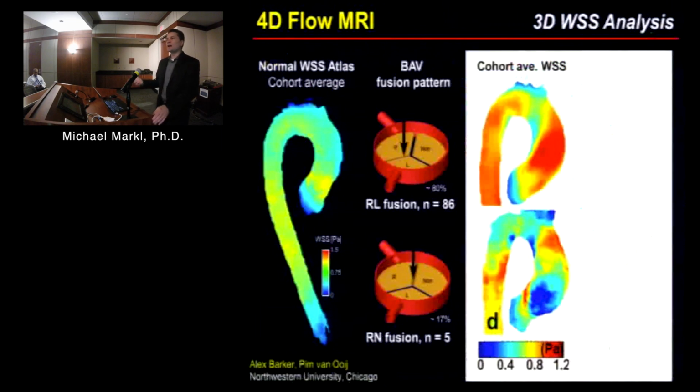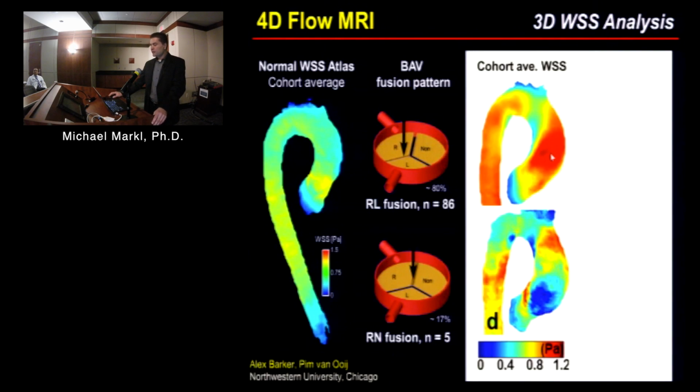So we can now take those wall shear stress atlases and try to better understand, in a larger cohort, what's going on with patients with bicuspid aortic valve. And again, we're looking now at patients with different fusion patterns. This will be this right-left fusion pattern again and the right non-fusion pattern. This is the normal control wall shear stress atlas, the normal reference. And we can then do the same process and generate cohort average wall shear stress maps of these patients with right-left BAV fusion patterns and patients with right non-fusion patterns.